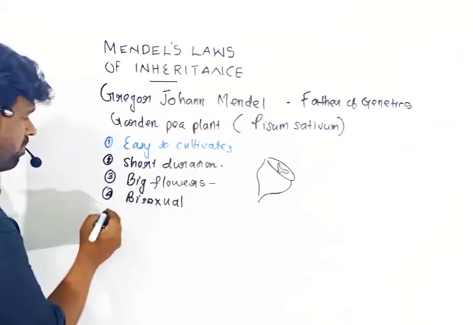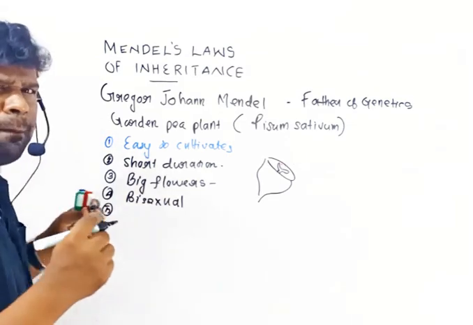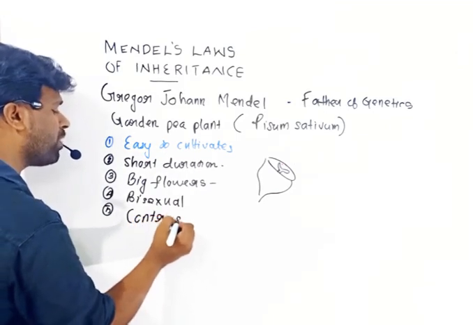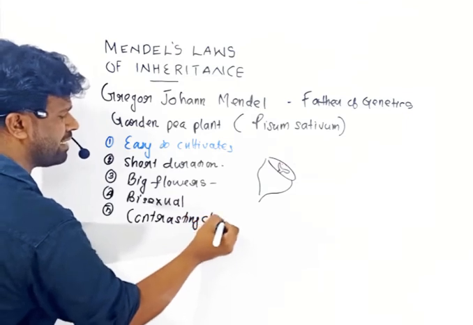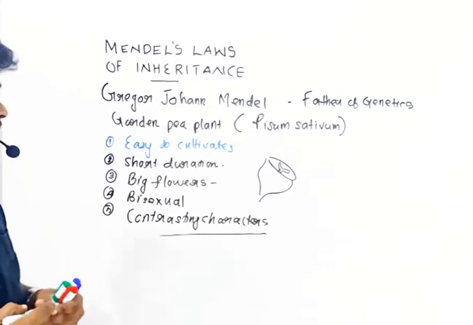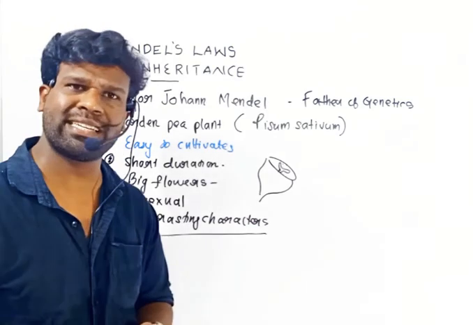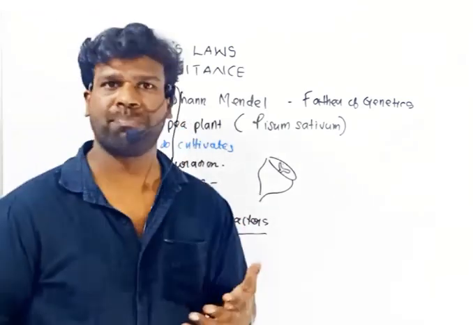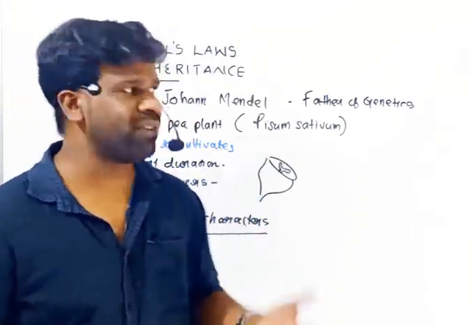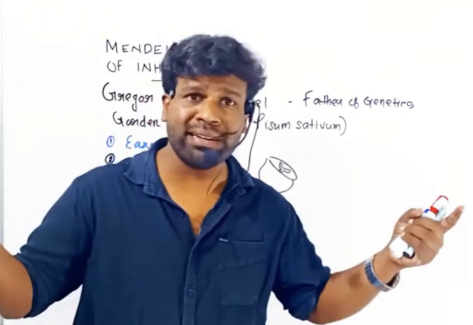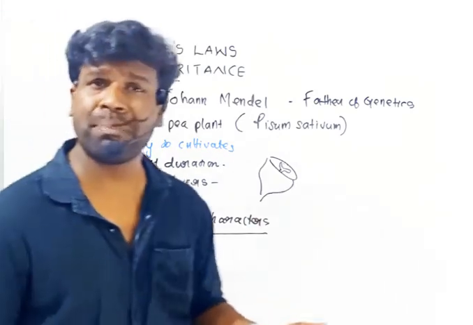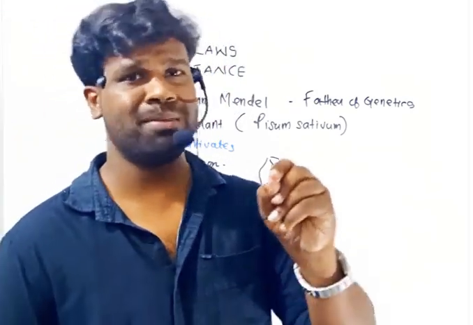Then, this plant shows many different contrasting characters. This Pisum sativum shows many contrasting characters, so several characters can be studied within the same plant. This plant shows many distinct contrasting characters. These are the reasons for selecting the garden pea plant as his experimental material.